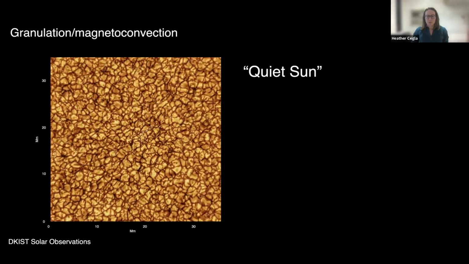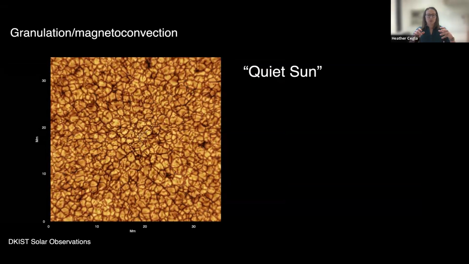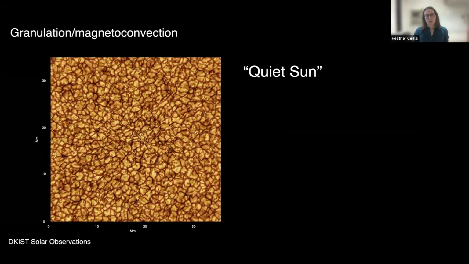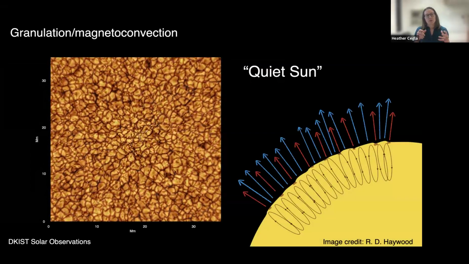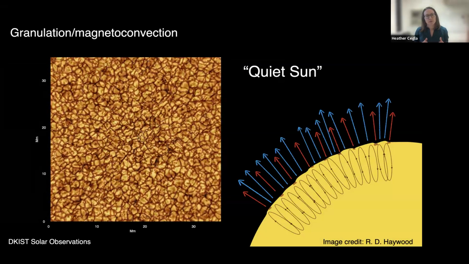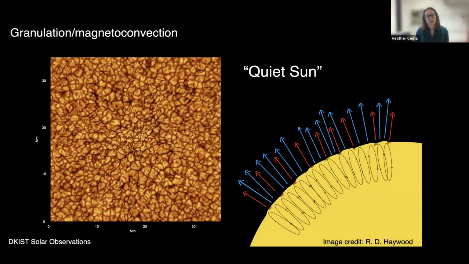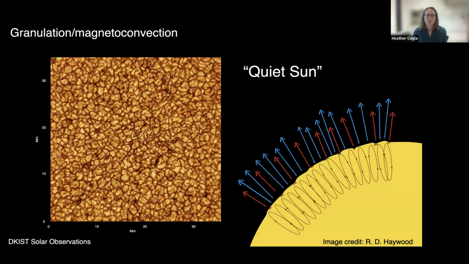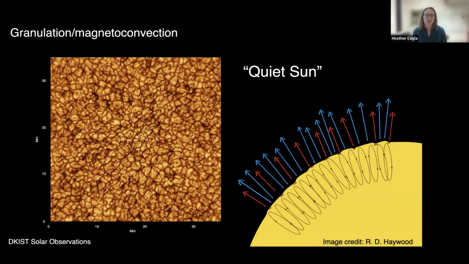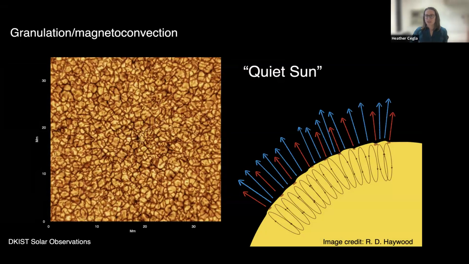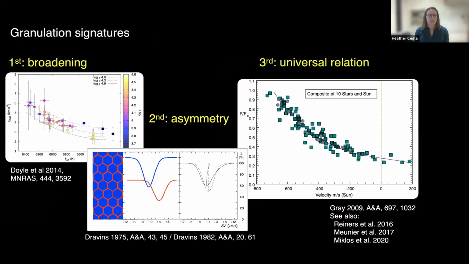You have these hot bubbles of gas rising to the surface, cooling and falling back down. When they're rising towards the surface, they're blue shifted as they come towards us, and then they're red shifted as they fall back down. Overall, there's a net blue shift because the granules are brighter and cover more surface area, as you can see in the image here. So that convection does a few different things. Not only does it have that net blue shift, the convective motions themselves cause broadening in our stellar lines.